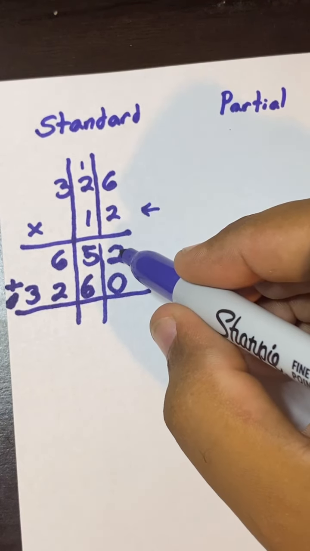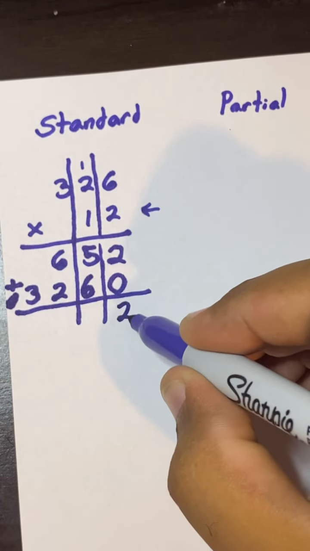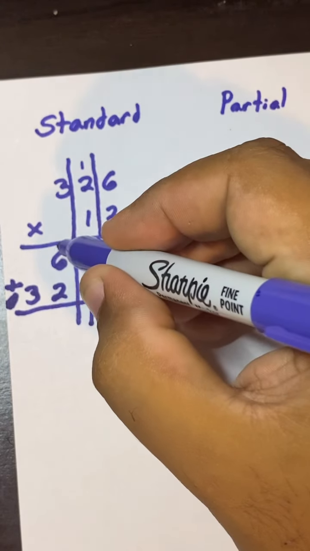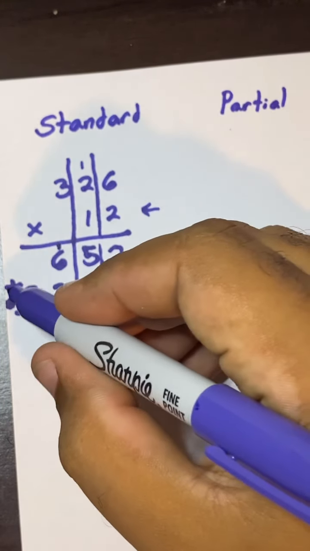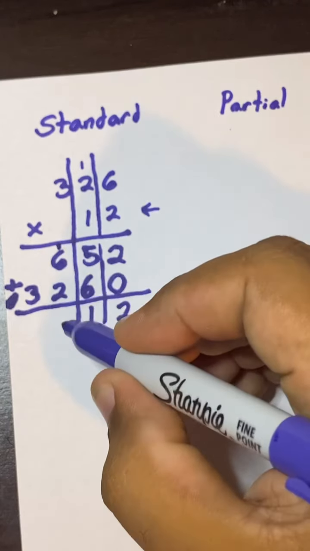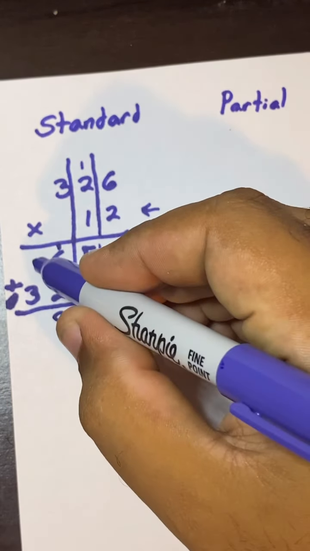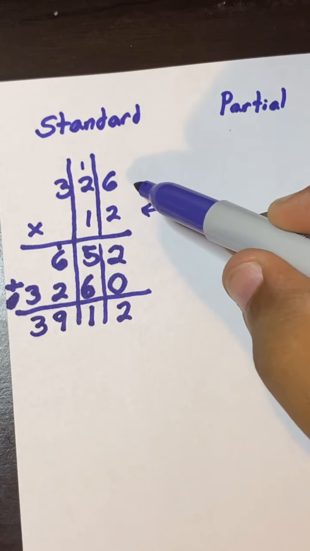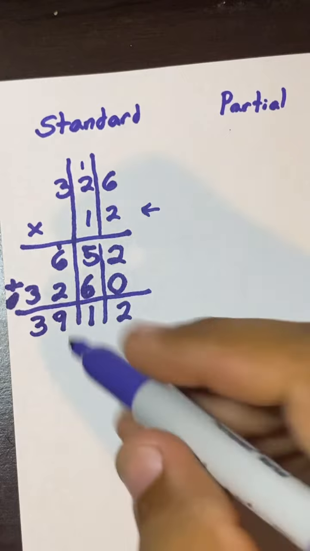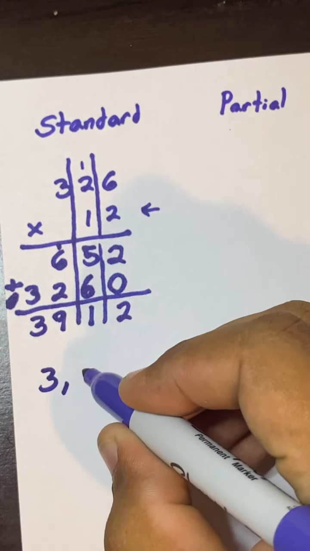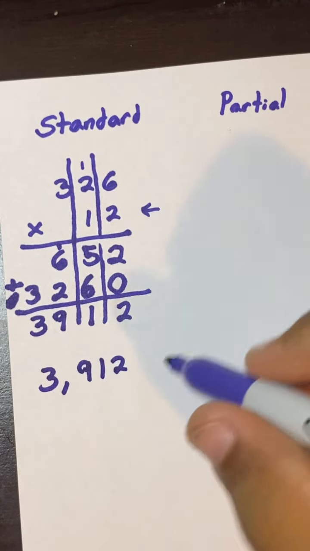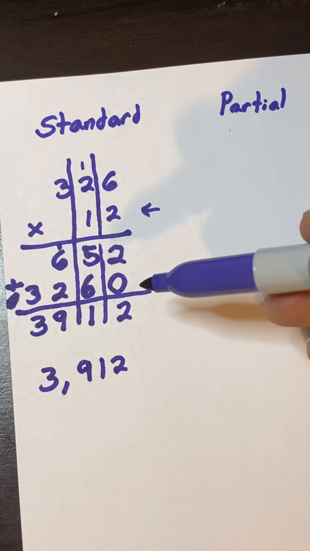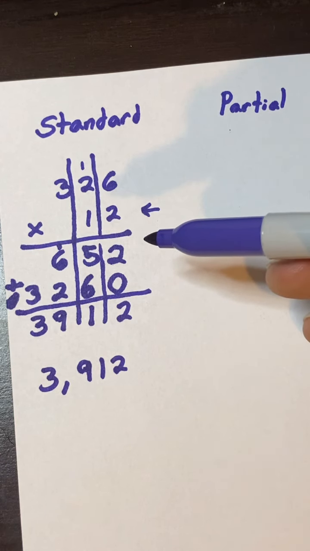So now 2 plus 0 is 2. 5 plus 6 is 11. So 1 goes down here, 1 goes here. 6 plus 2 is 8, plus the 1 on top is 9. And then nothing plus 3 is 3. So we know 326 times 12 is 3,912. This is how we do the standard form. This is the form I grew up with and most of our parents and grandparents grew up with.